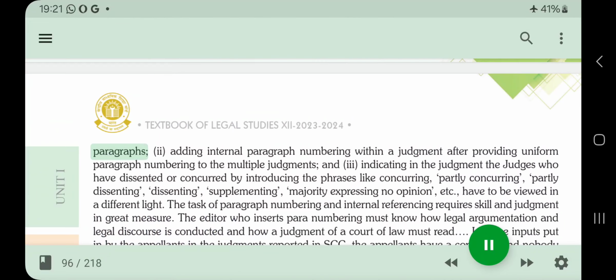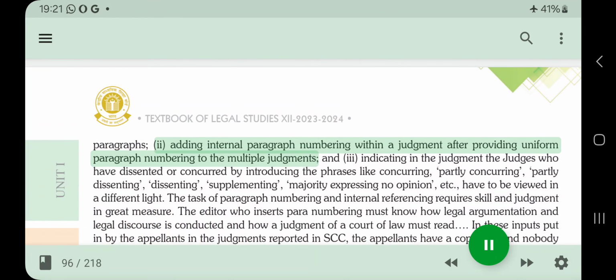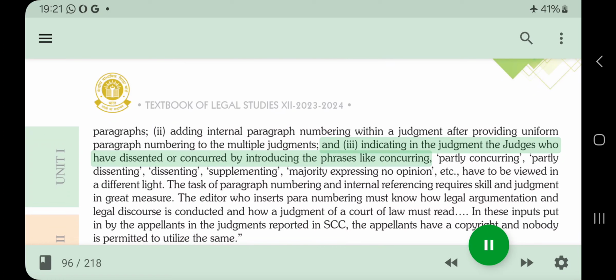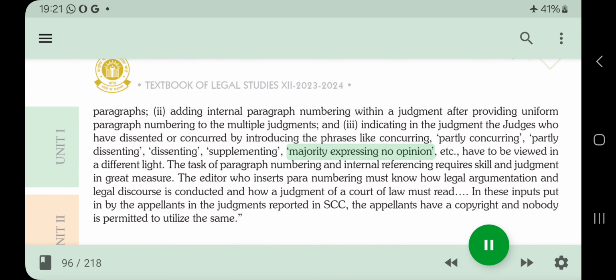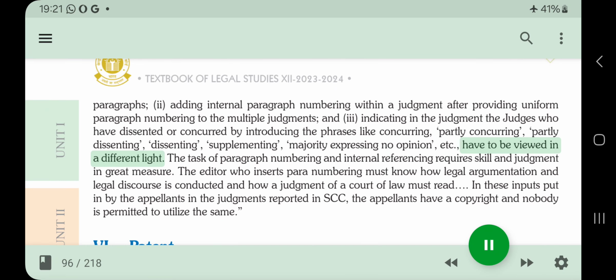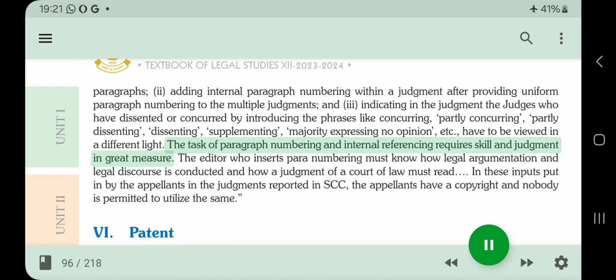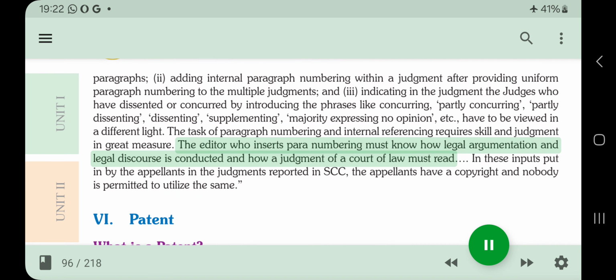Adding internal paragraph numbering within a judgment after providing uniform paragraph numbering to the multiple judgments, and indicating in the judgment the judges who have dissented or concurred by introducing phrases like concurring, partly dissenting, dissenting, supplementing, majority expressing no opinion, etc., have to be viewed in a different light. The task of paragraph numbering and internal referencing requires skill and judgment in great measure. The editor who inserts para numbering must know how legal argumentation and legal discourse is conducted and how a judgment of a court of law must read.